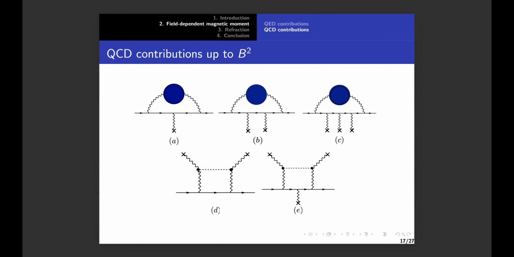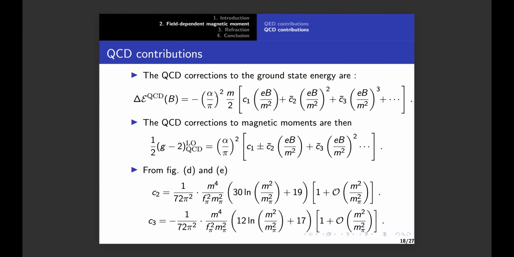So we calculated this. The first diagram is the known result. For B and C, I use vector meson dominance to calculate this diagram. So the final result will be like this. The energy contribution to the QCD correction to the ground state energy is given by this. Note that it comes with alpha squared because it is a QCD correction. And this C2 is vacuum polarization plus light-by-light. I didn't write out the vacuum polarization part, but for the light-by-light diagram, we have this expression. Here, F pi is the pion decay constant, and M pi is the pion mass. So here I use the lightest neutral scalar meson, pion, dominance.